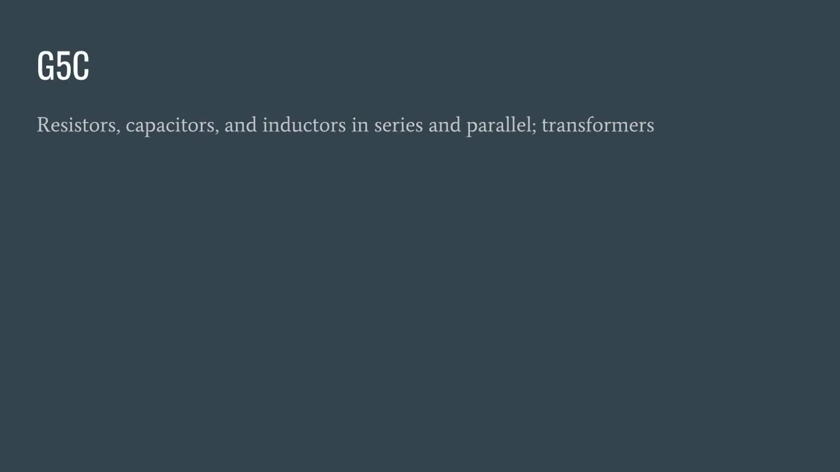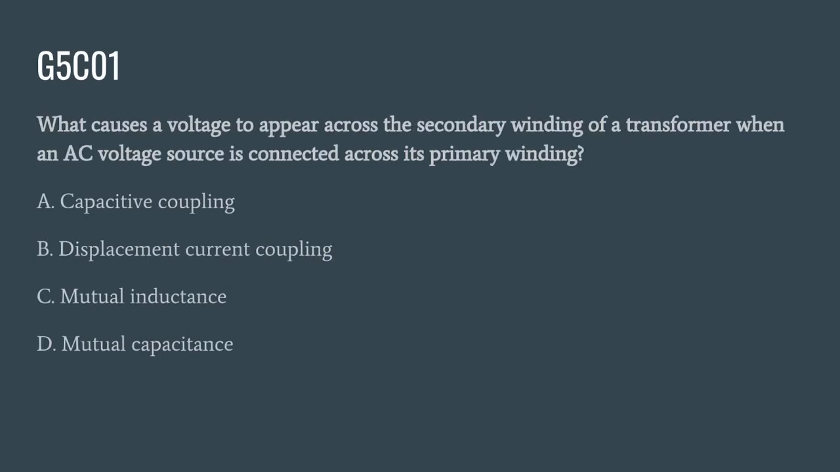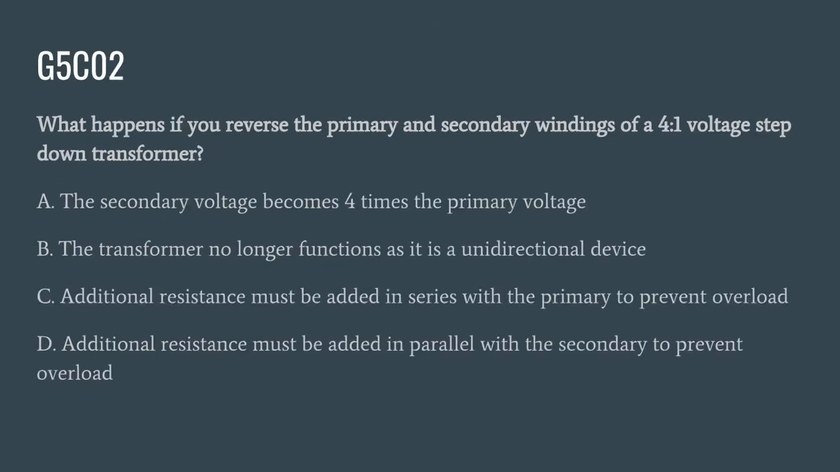First section today, G5C, covering resistors, capacitors, and inductors in series and parallel, as well as transformers. G5C01, what causes a voltage to appear across the secondary winding of a transformer when the AC voltage source is connected across its primary winding? A. Capacitive coupling. B. Displacement current coupling. C. Mutual inductance. Or D. Mutual capacitance. Correct answer is C. Mutual inductance.